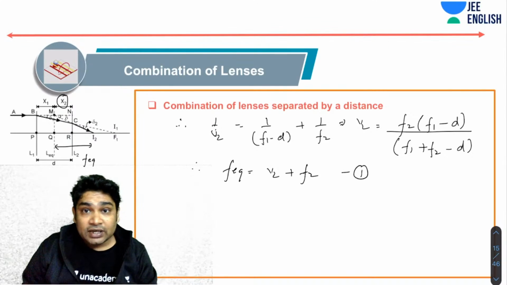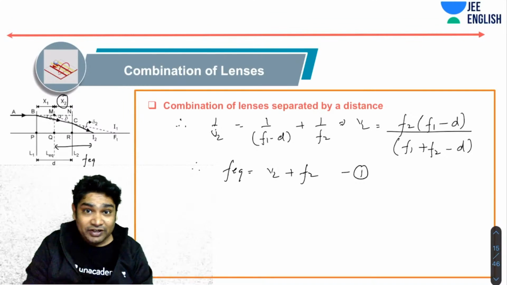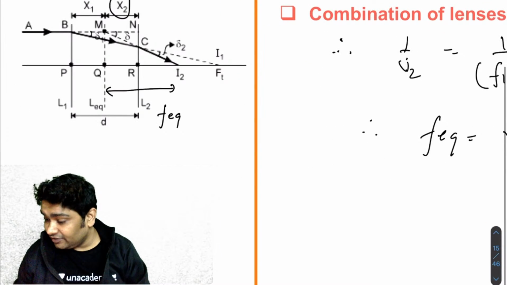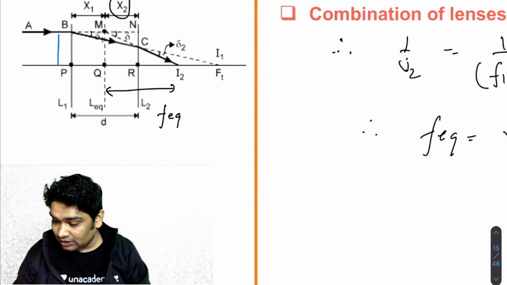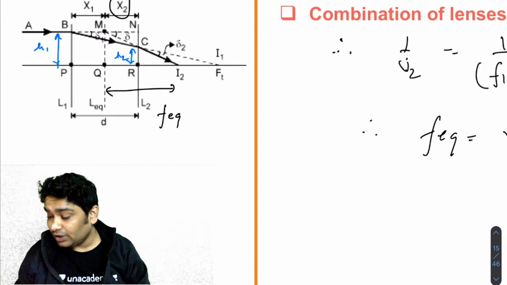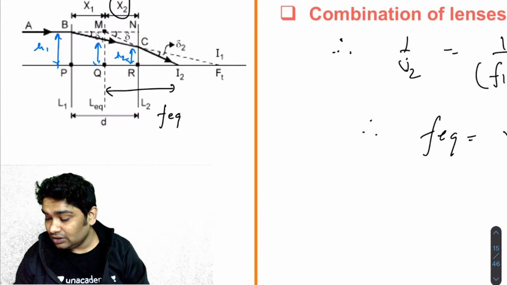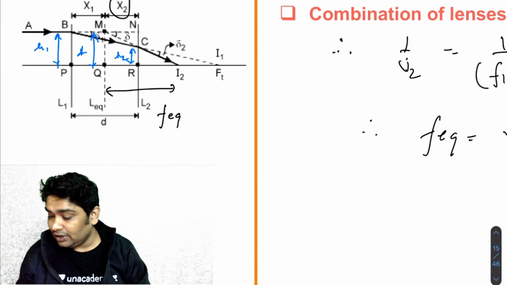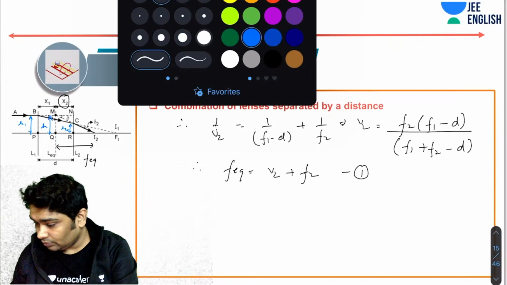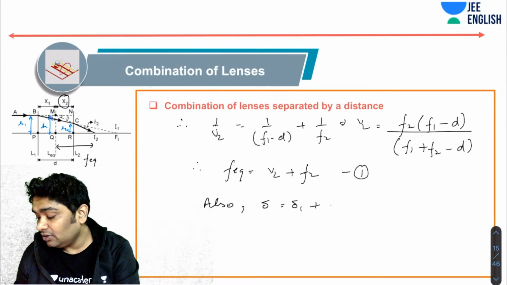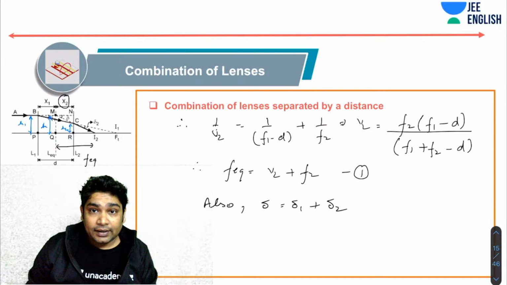Next, I wanted to say that the single lens should produce the same amount of deviation as produced by the two lenses. So let's give these heights some names. Let's call this height h1. Let's call this height h2. And let's call this entire height h. Also, I want delta to be equal to delta 1 plus delta 2, correct?